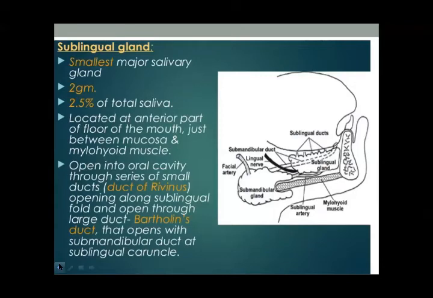The sublingual gland is the smallest major salivary gland, about 2 grams, producing 2.5% of total saliva. It is located at the anterior part of the floor of the mouth, just between the mucosa and the mylohyoid muscle. This is the submandibular gland, this is the sublingual gland, the smallest major salivary gland.